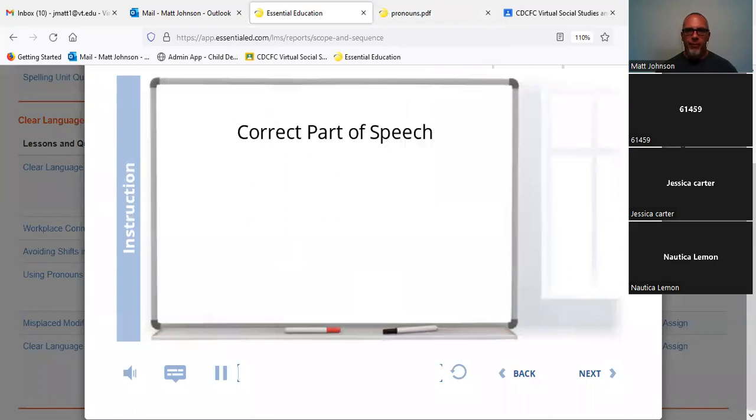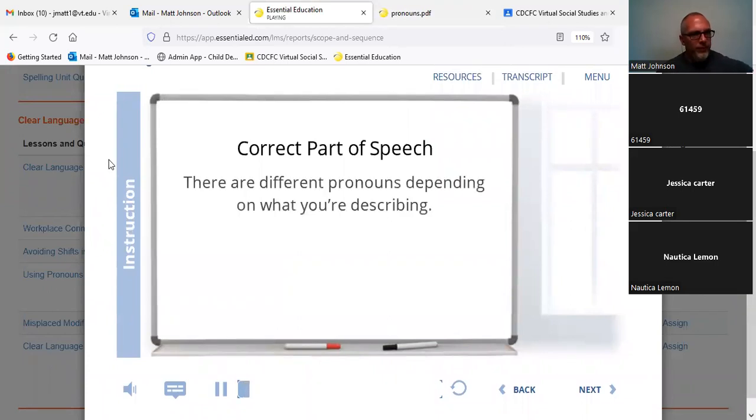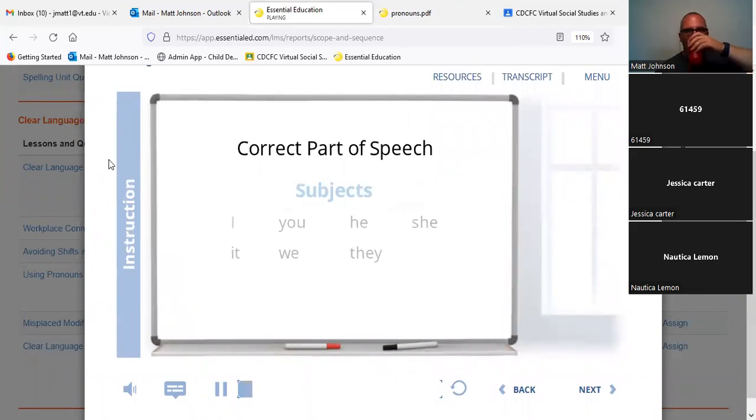Okay, the first thing you want to pay attention to with pronouns is what part of speech they are. See, there are different pronouns depending on what you're describing, like I, you, he, she, it, we, and they. But those pronouns are just used when they're the subject of a clause. There are different pronouns that you use for objects of sentences or prepositional phrases. Me, you, him, her, it, us, and them.